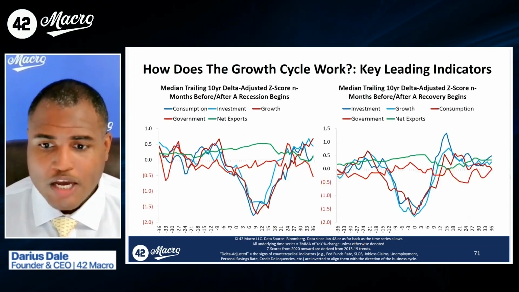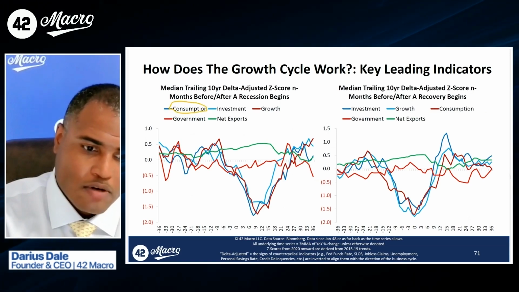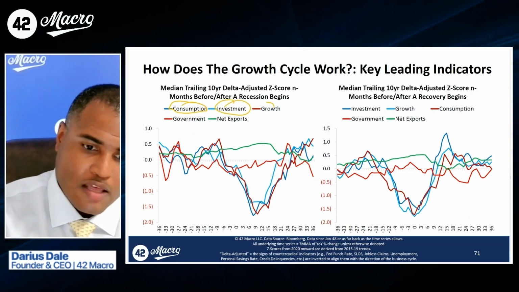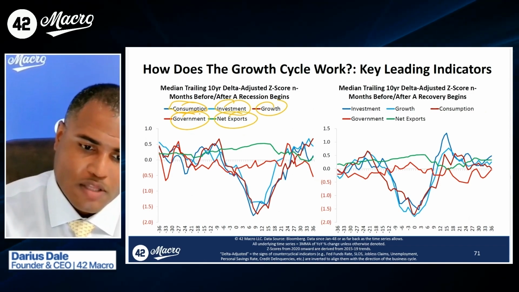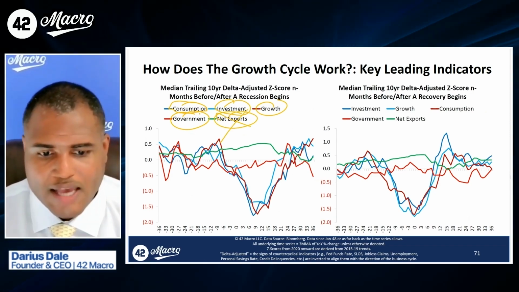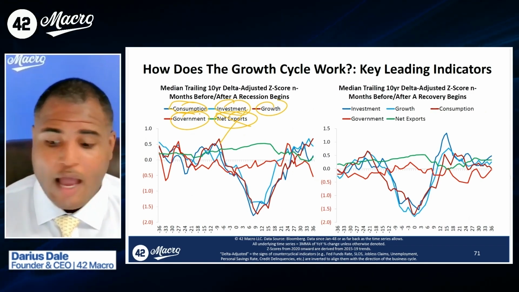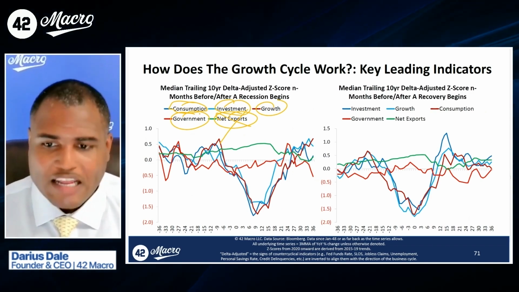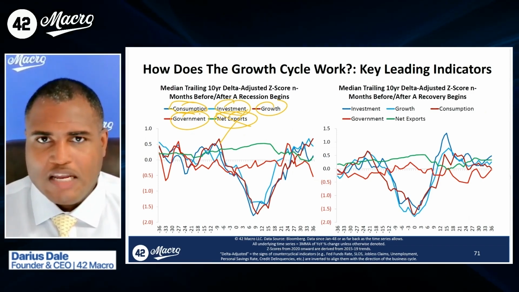How does the growth cycle work? So looking at key leading indicators of the growth cycle. So on the way down, consumption leads, then investment, then GDP growth broadly, then government expenditures, then net exports doesn't really have a consistent pattern of behavior. So we can kind of X that out of the analysis, but we keep it in there just so we can communicate that to investors.